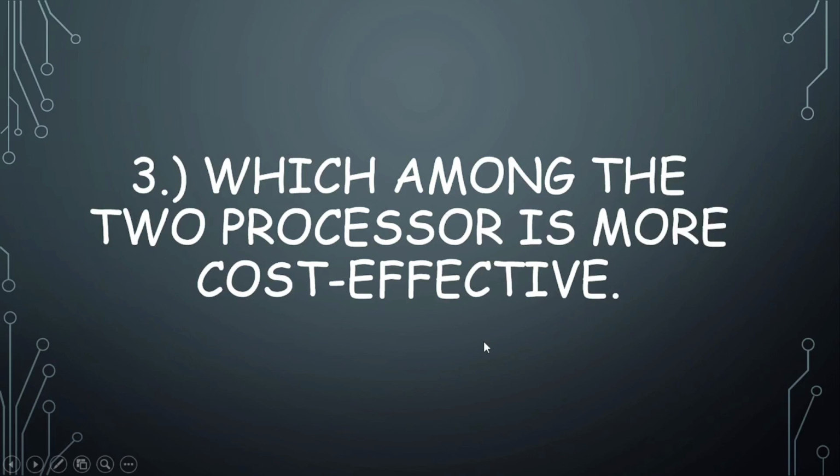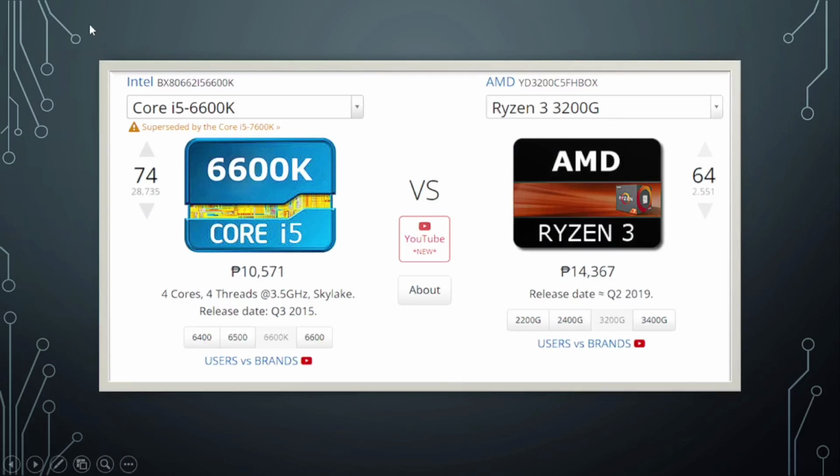So which among the two processors is more cost effective? You can see here the price in Philippine peso. The 6600K Core i5 is worth 10,571, and was released in the third quarter of 2015, while the Ryzen 3 3200G was released in the second quarter of 2019 and is worth 14,367.